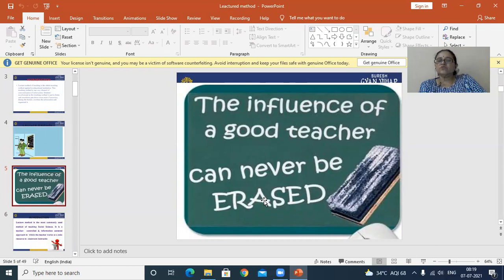The influence of a good teacher can never be erased. This is a very good quotation for teachers. So a teacher should have a lot of skills and competency to improve the teaching learning process.